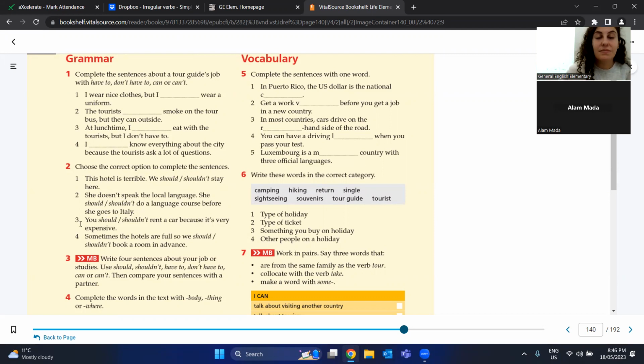You shouldn't. It gave the reason why, because it's very expensive. That's a negative. Don't do it. You shouldn't. Don't. Sometimes the hotels are full, so it's important. So we should book a room in advance.